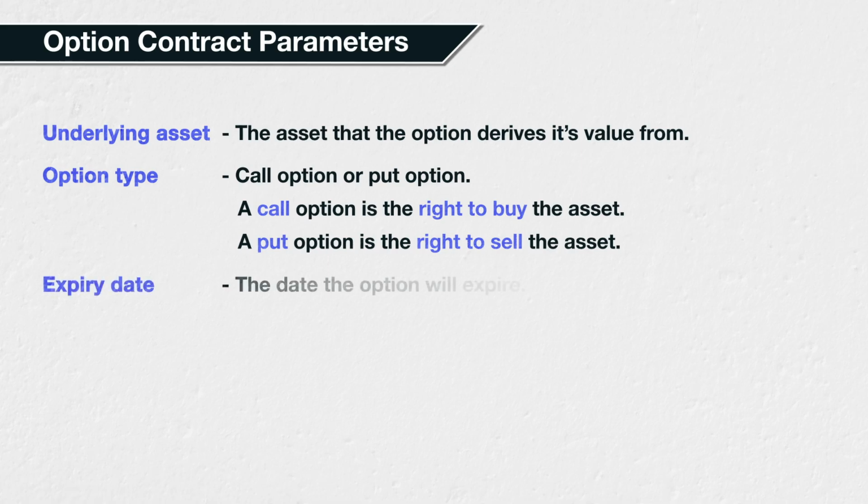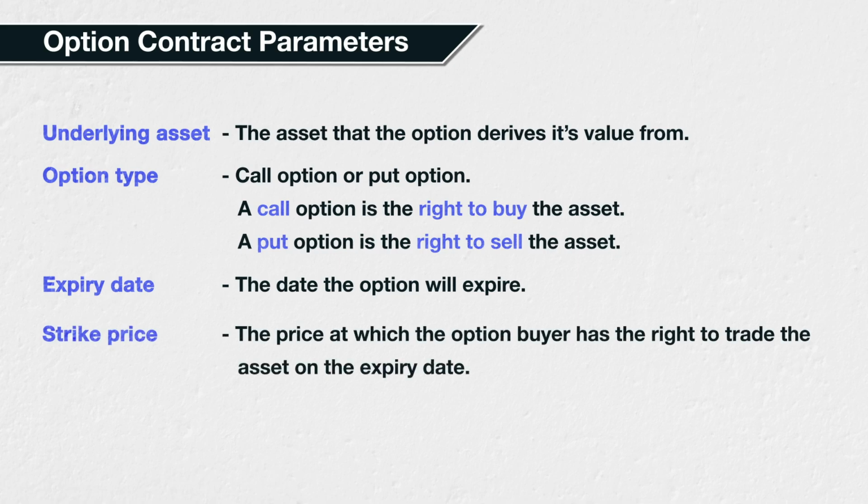The expiry date. This is the date the option will expire and be exercised if it has any value. Exercising an option means the buyer exercises their right to buy or sell the asset. The strike price. The price at which the buyer has the right to trade the asset on the expiry date. For a call option, the buyer has the right to buy the asset at the strike price, and for a put option, the buyer has the right to sell the asset at the strike price.